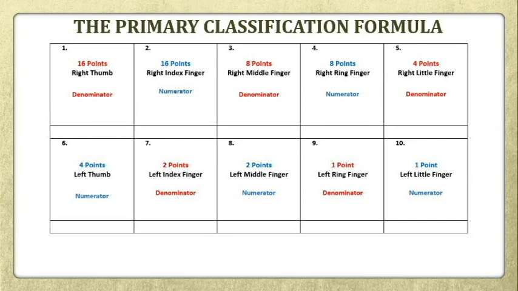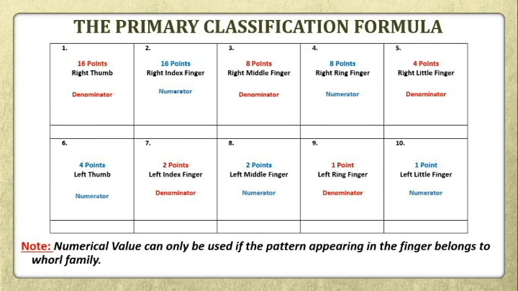Just in case your fingerprint patterns are all whorl patterns, numbers 1 and 2 will be paired as the numerator and the denominator. Number 2 will be the numerator. Number 1 will be the denominator. 1 and 2 will be given 16 points. 3 and 4 will be given 8 points. 5 and 6 will be given 4 points. Fingers number 7 and 8 will be given 2 points, and 9 and 10 will be given 1 point.